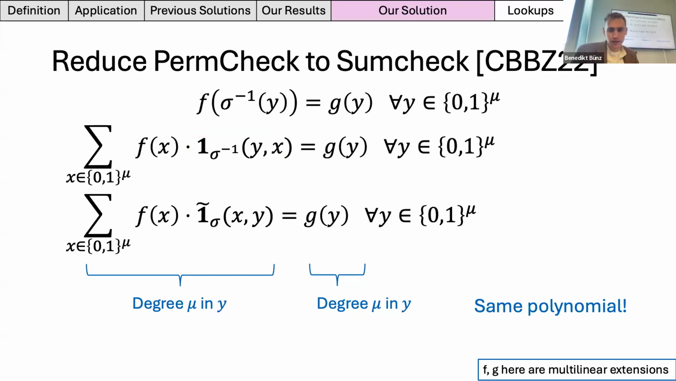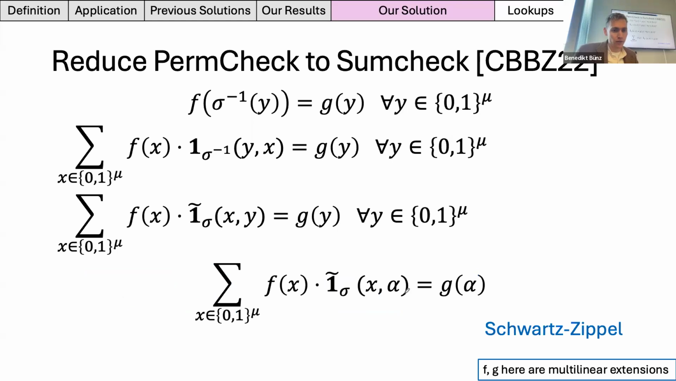So the left side and the right side are the same polynomial. So I can just test them at a random point. I can just sample a random point, alpha, and by the Schwarz-Zippel lemma, if two polynomials are equal everywhere, then they're going to be equal at a random point. So now I've reduced this to this statement, right?